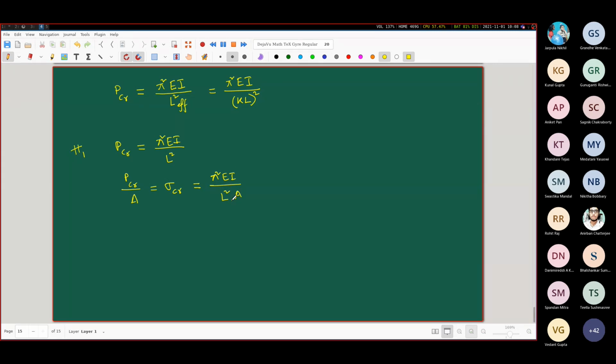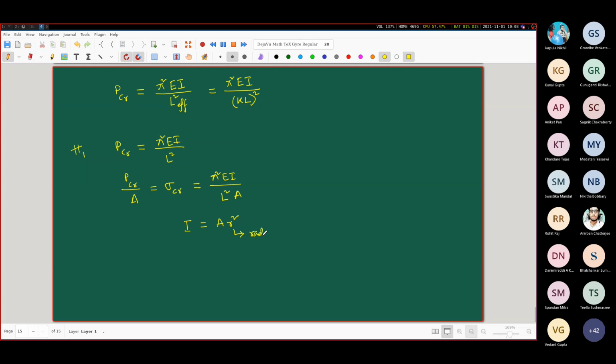Now this expression can be somewhat recast in a different form by noting that the second moment of area, or the moment of inertia, can be expressed in a very general way, like the area times the radius of gyration square.